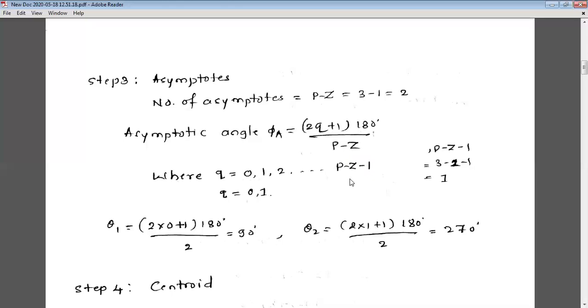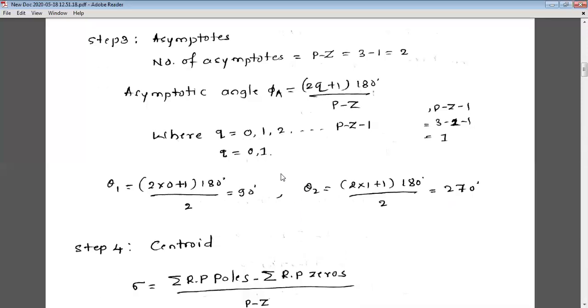Where q varies from 0, 1 up to P minus Z minus 1. What is the value of this? P minus Z minus 1 is 3 minus 1 minus 1, that results in 1. So q varies from 0 to 1, right? If I substitute q as 0 in the above equation, I get 90 degrees as theta 1, which is the asymptotic angle 1. Similarly, if I substitute q equal to 1, I get 270 degrees. This will be the second asymptotic angle, theta 2, right?